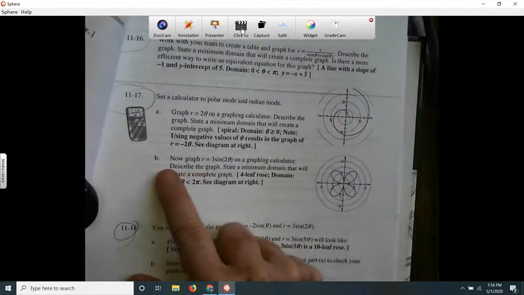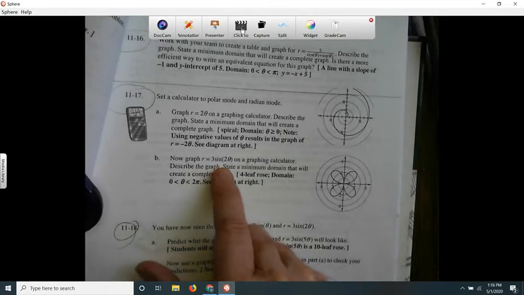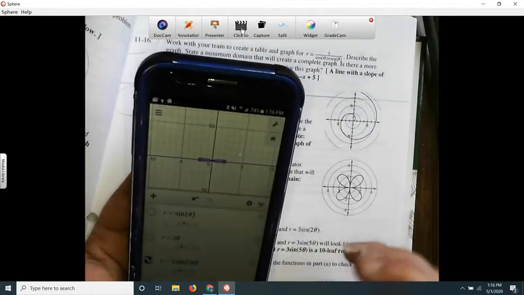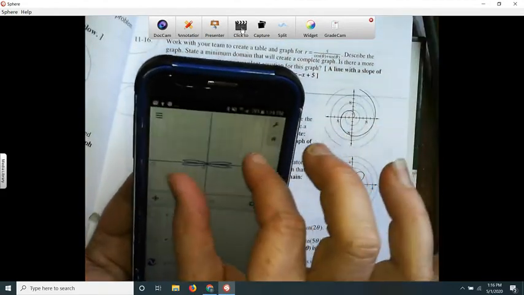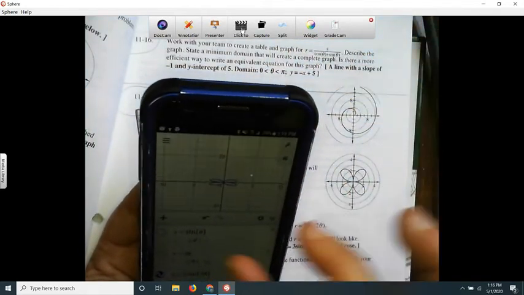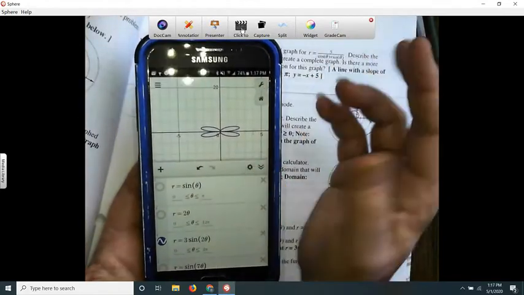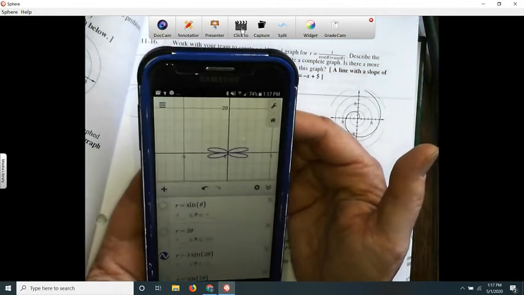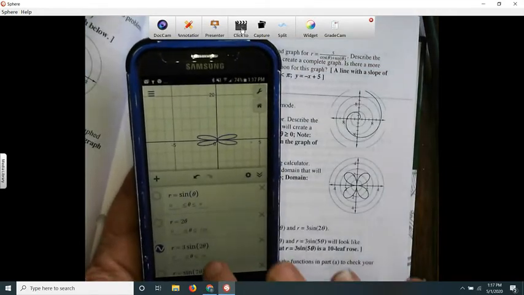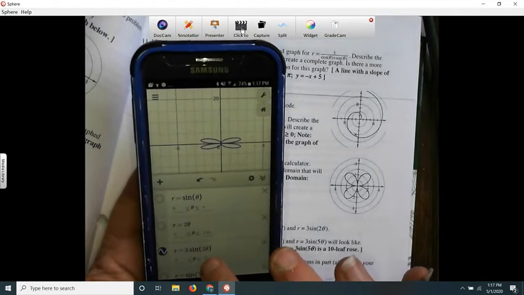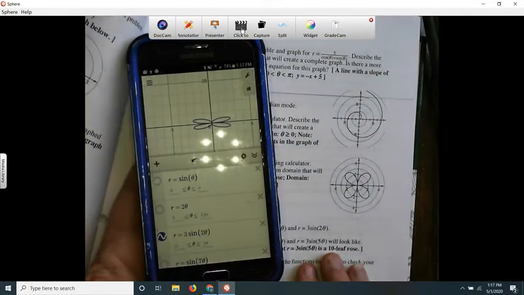And your book also said, now graph r equals 3 times sine of 2 theta. So let's look at 3 times sine of 2 theta. Oops. I think I messed it up a little bit when I was zooming. But that'll give you a 4-petaled flower. So notice that you had an even number, sine of 2 theta, but you got a 4-petaled flower on there.